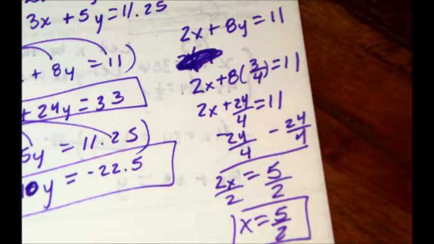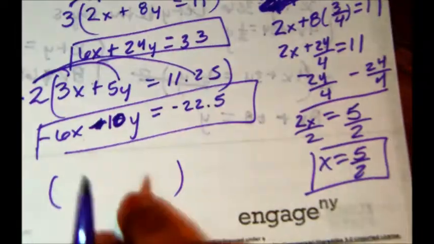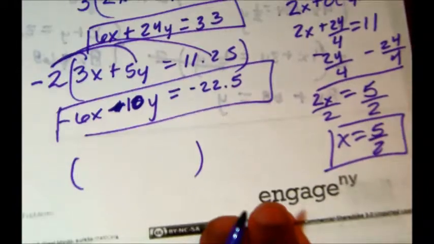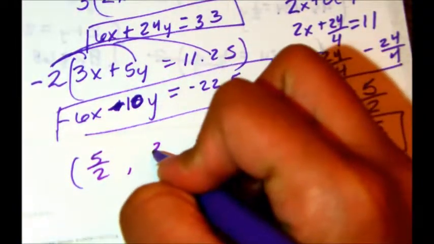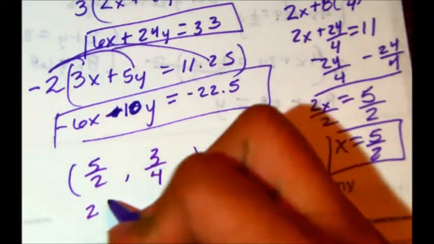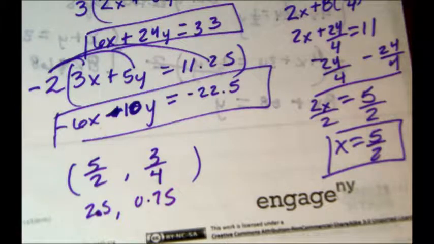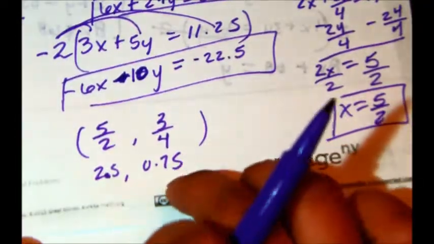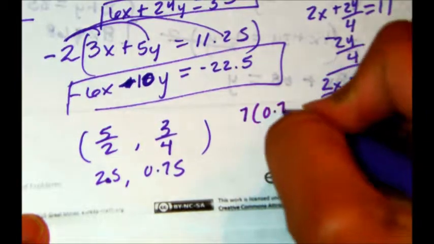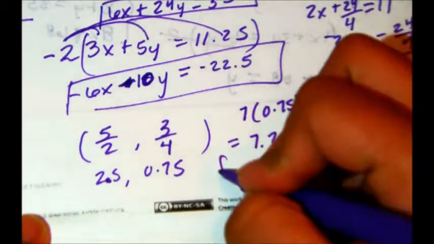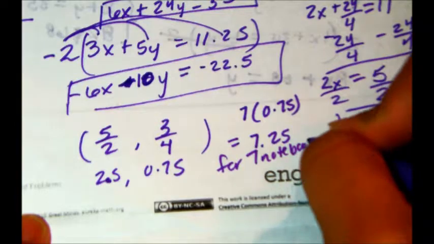What does that mean in the context of my problem? I'm sorry, so x is equal to 5 and a half. All right, so what does that mean in the context of my problem? My solution set is 2.50 and 75 cents. In the context of this problem, that means that 7 notebooks would cost 75 cents each. So 7 times 75 cents would cost me $5.25 for 7 notebooks.